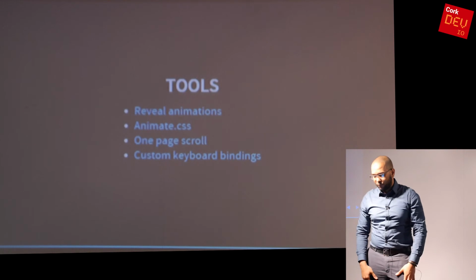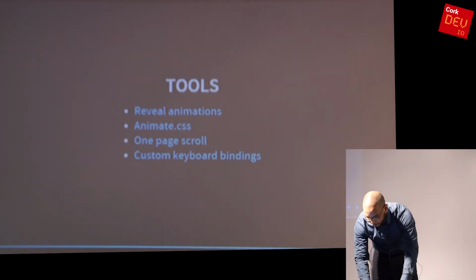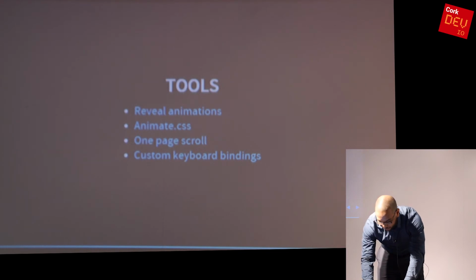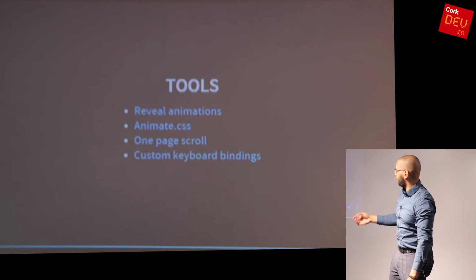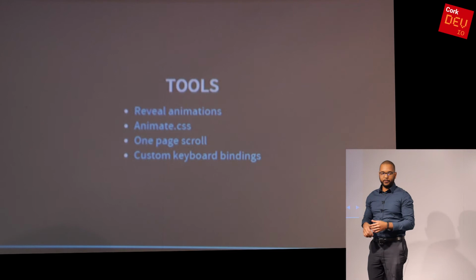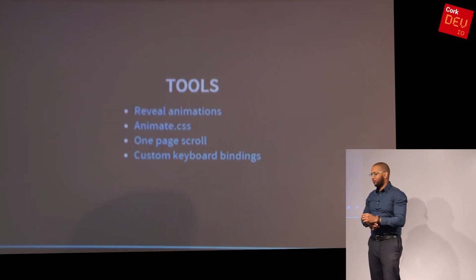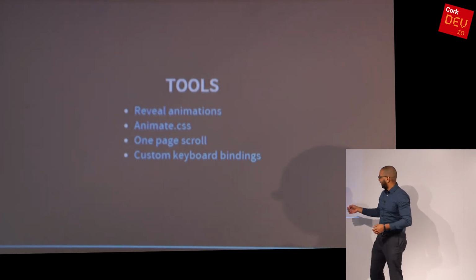And then some tools available to you for doing animations. We have reveal animations. Maybe if we take a look at some examples, if I can find them. So basically, reveal animations is a JavaScript library which lets you show stuff whenever it comes into the viewport. Maybe you could do that on your own with CSS3, but there's a library to help you out.